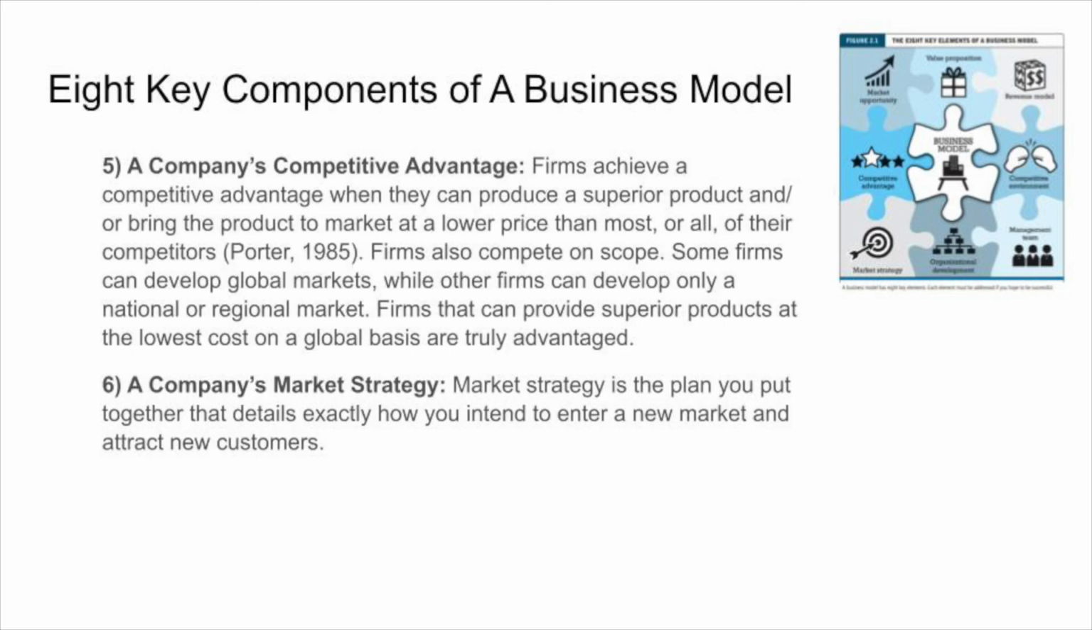And speaking of relative to all the others, we have to consider what is the company's competitive advantage. The business model has to clearly lay out: this is what we do better than anyone else, and this is why someone's going to buy from us. So firms achieve a competitive advantage when they can produce a better quality product and bring it to the market faster and cheaper than anyone else. Successful firms have some competitive advantage over other firms, and you need to identify what that is.